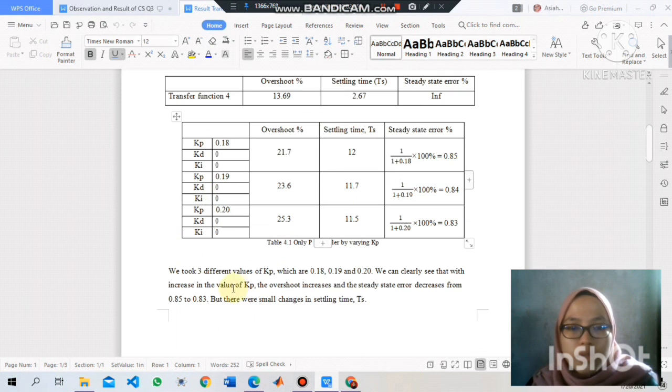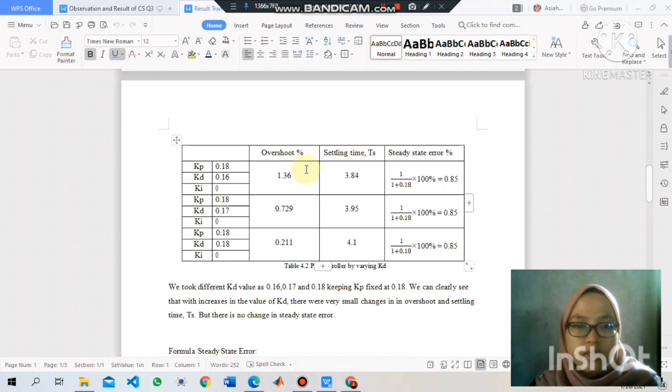From this table, we can see that with the increase in the value of KP, 0.18, 0.19, and 0.20, the overshoot increases from 21.7 up to 25.3. Also, there is a decrement in the steady state error, from 0.85 down to 0.83. But there were only small changes in the settling time regarding the KP value. Let's look at the next table.